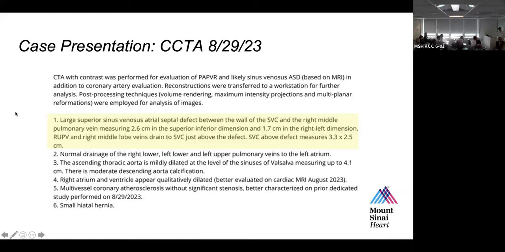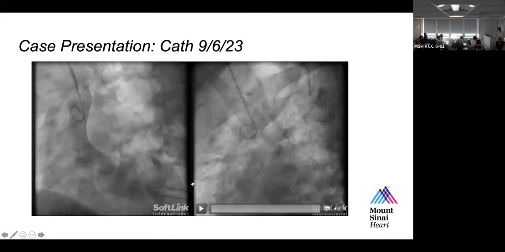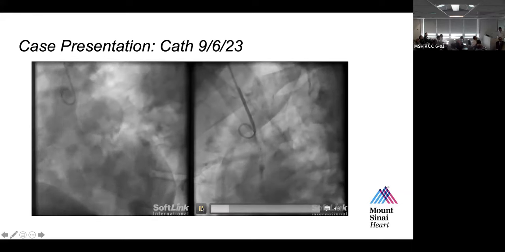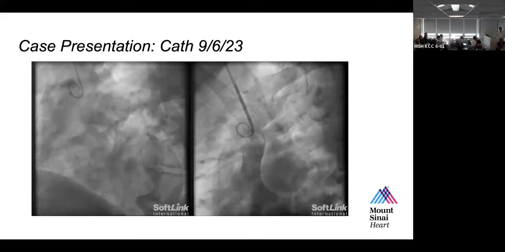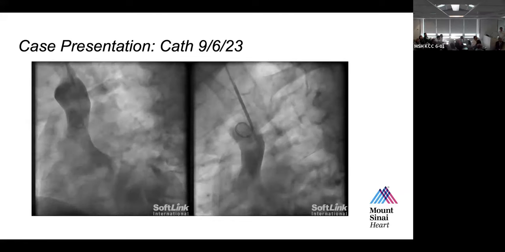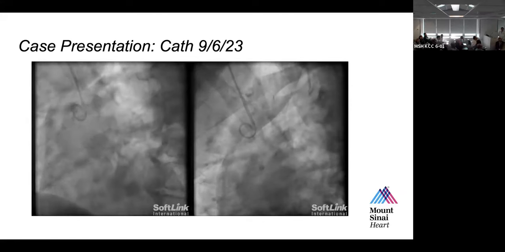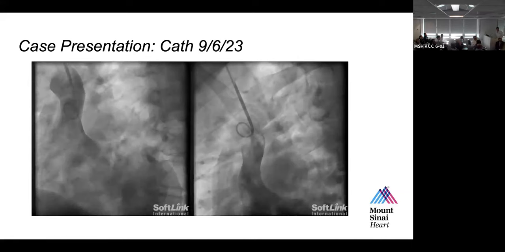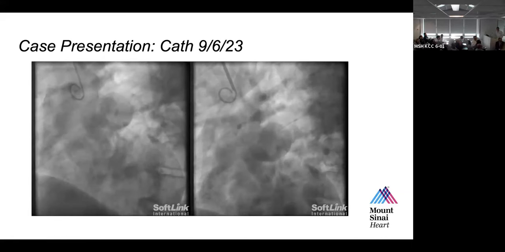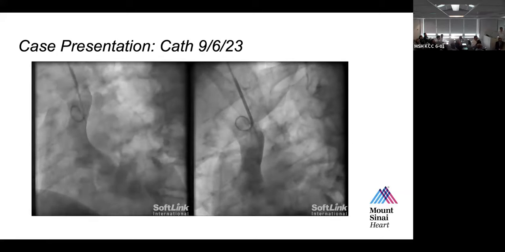Absolutely. Thank you, Dr. Goldman. So then we had a cath on September 6th with Dr. Dangus. Dr. Dangus, if you could just take us through. These were two images that I thought were very interesting that us general fellows do not see very often. Can you explain again with all the imaging why you took the patient to the cath? What's the added value?